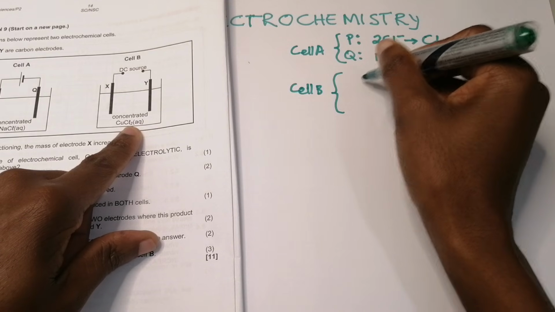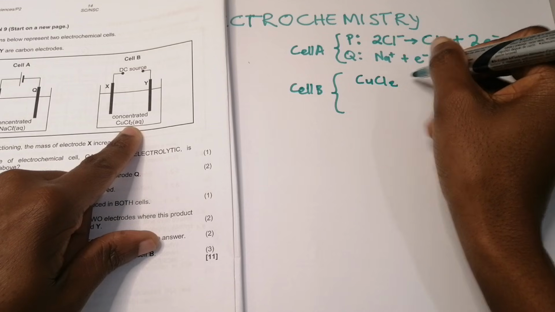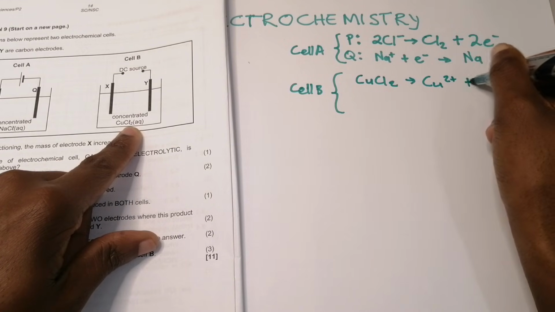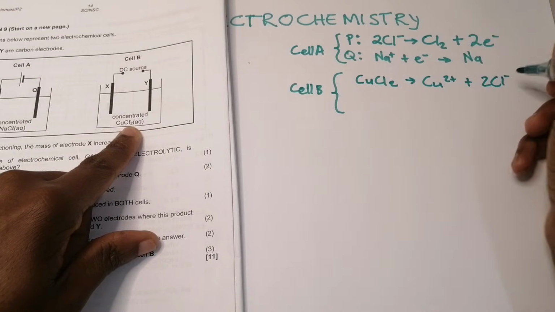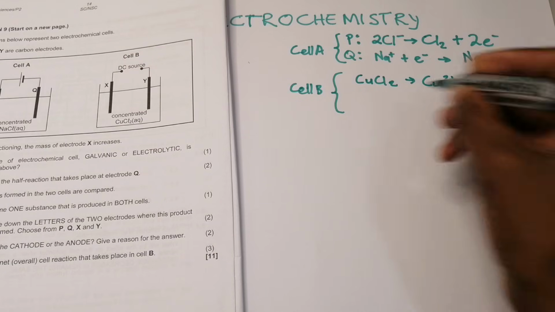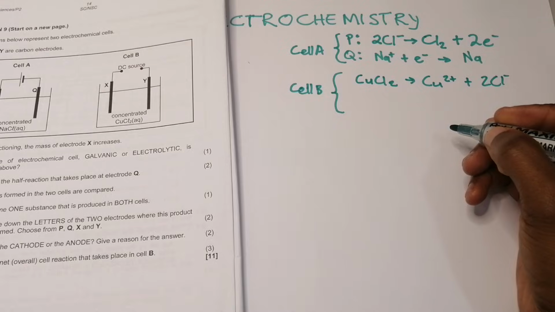So typically, what do I have? I have copper chloride, but when it breaks down, what does it become? It becomes copper 2 plus, and you have 2Cl minus ions, right? You've got chloride ions as well as copper ions there. So what would happen? Now, they had given us information there.